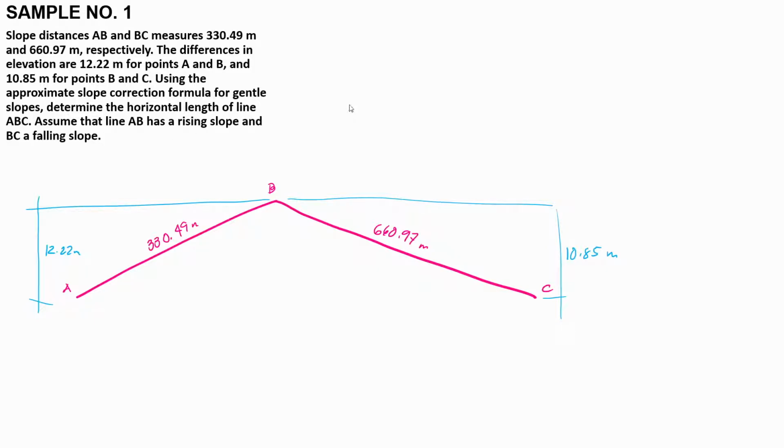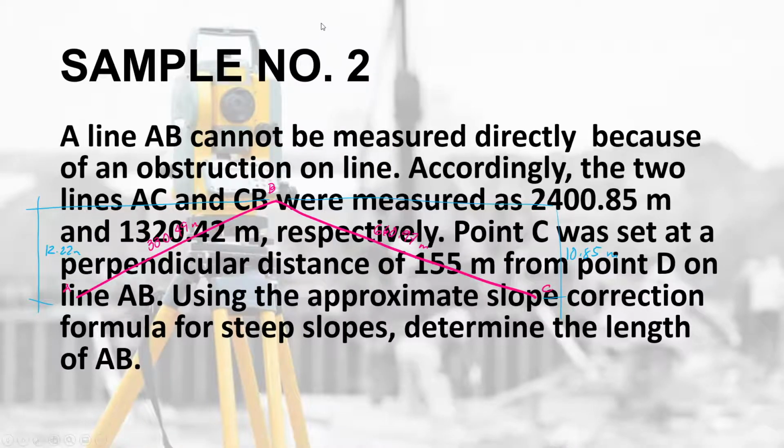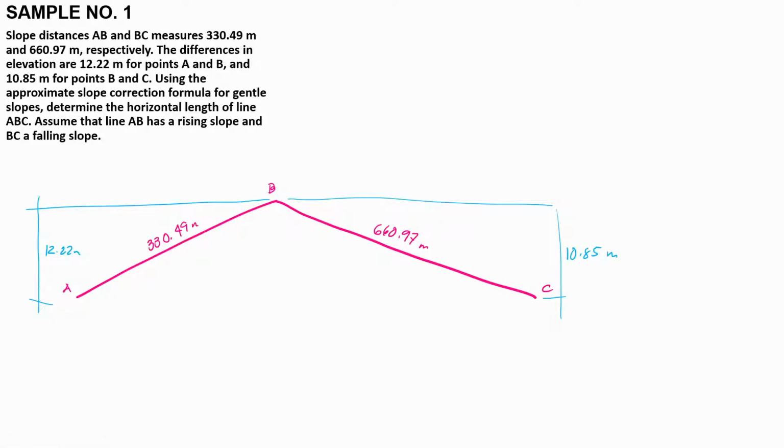So, for the correction, let me write it down here below. The correction CH for AB is h squared over 2s. We know that for A it is 12.22, and the slope distance here is 330.49.